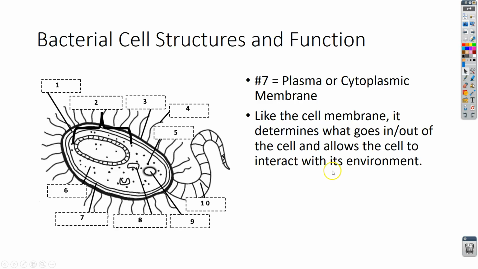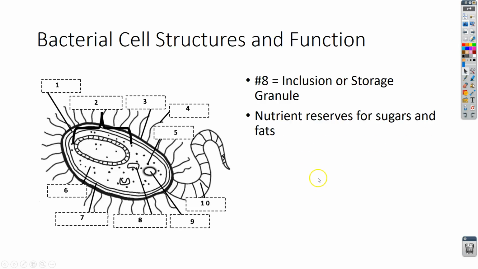Number 7 is the plasma or cytoplasmic membrane. So it's either the plasma membrane or sometimes called the cytoplasmic membrane. And like the cell membrane, it determines what goes in and out of the cell and allows the cell to interact with its environment. For number 8, this is called the inclusion or storage granule, and it has nutrient reserves for both sugars and fats.